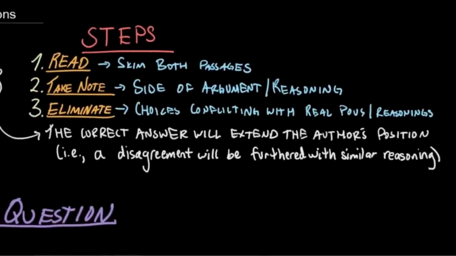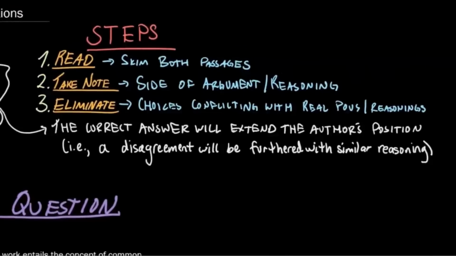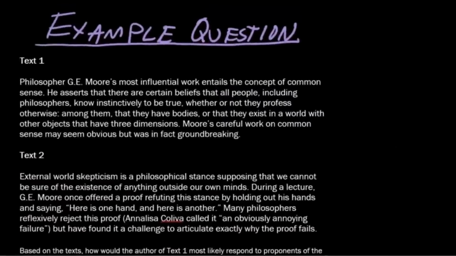The first thing you're going to do, you want to skim passages. You don't necessarily need to read every word. Just make sure you get the general idea. Make sure you know which side of the argument both are on, what line of reasoning they have, etc. Then you're going to eliminate choices that conflict with these lines of reasoning and their points of view. Now, remember that the correct answer will extend the author's point of view.